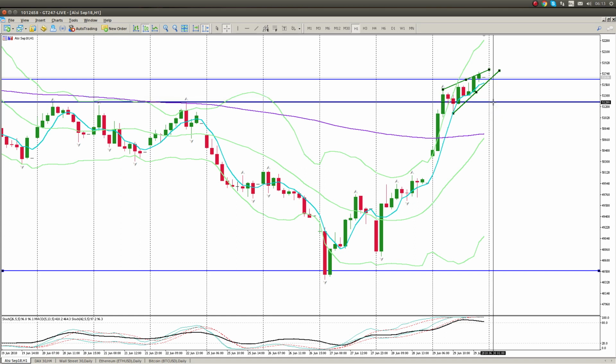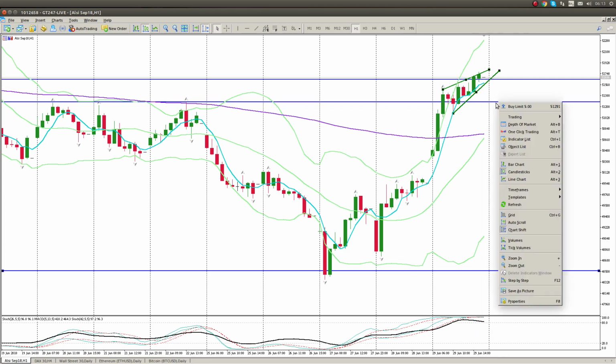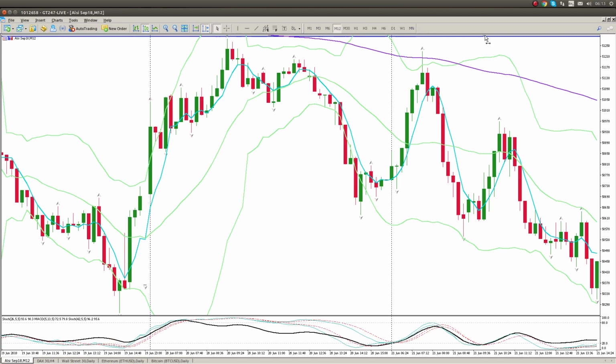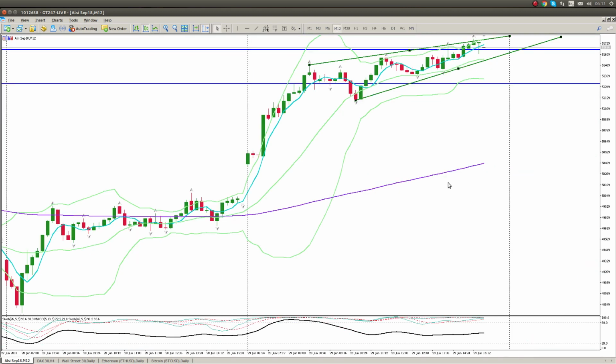this is what, 512, 51250 area is pretty much what we're looking for. Okay, so that would be the first price for me for an entry long. Let's just get down to a lower time frame, see exactly what's cooking.